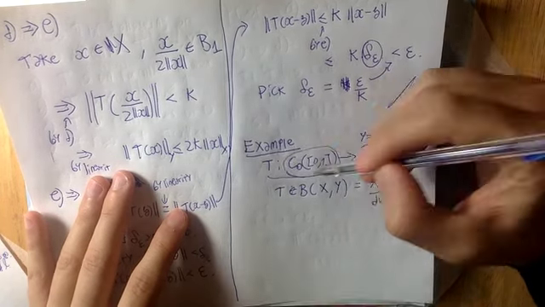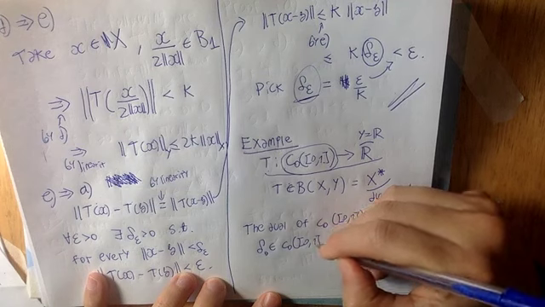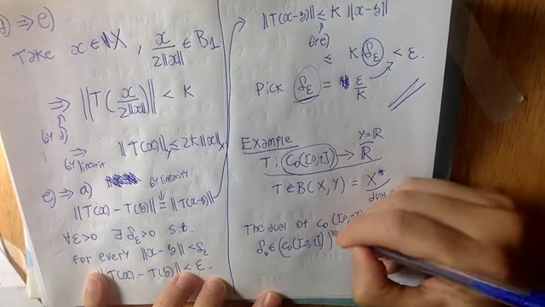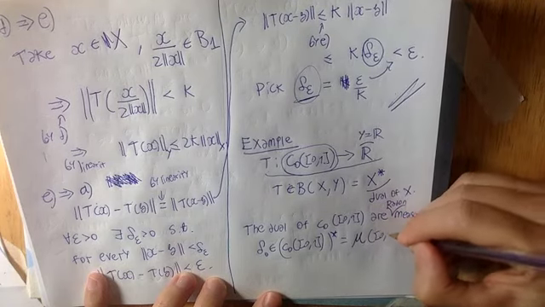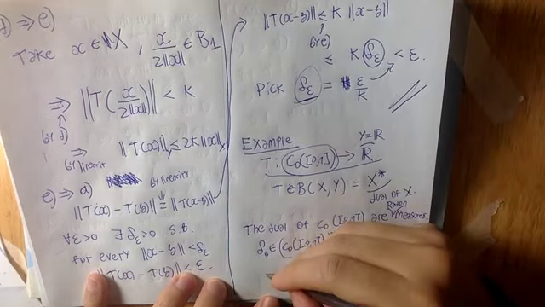But one of the most common measures is the delta. So the delta at 0 is in C0(0,1) dual, which is equal to the measures in (0,1). This delta has nothing to do with the delta of before. This is a measure. So what is this function? Delta of f is going to be f of 0.